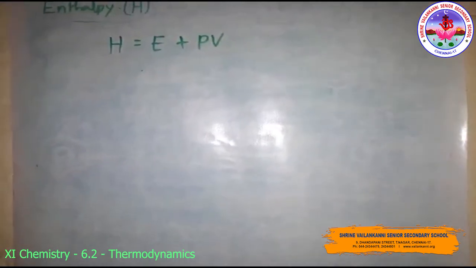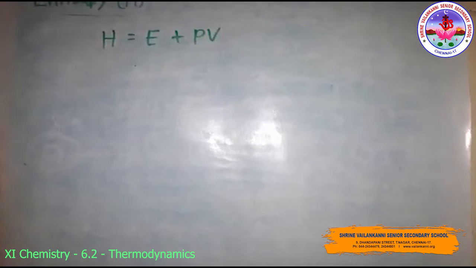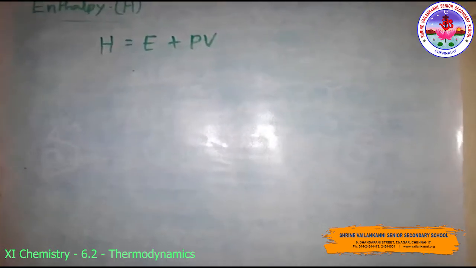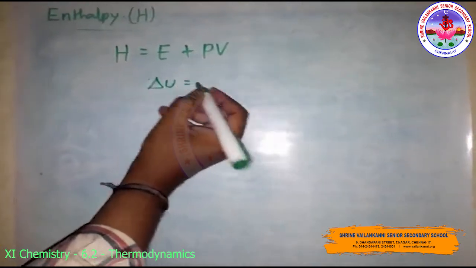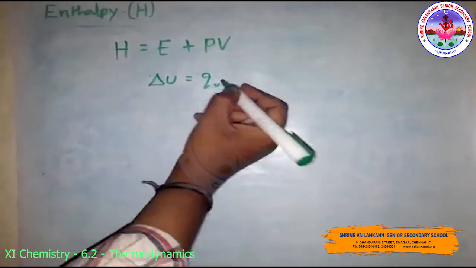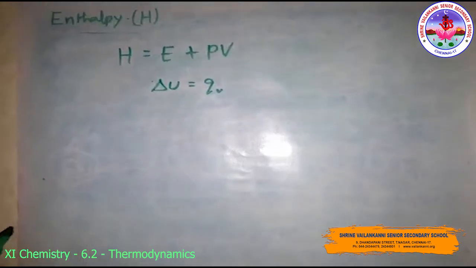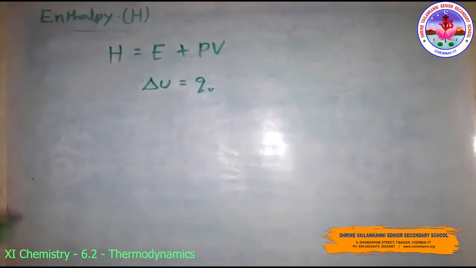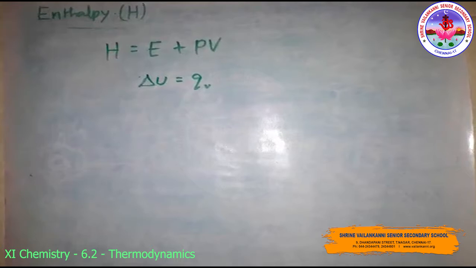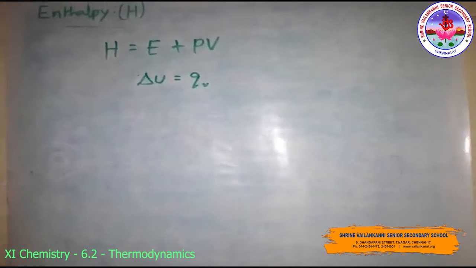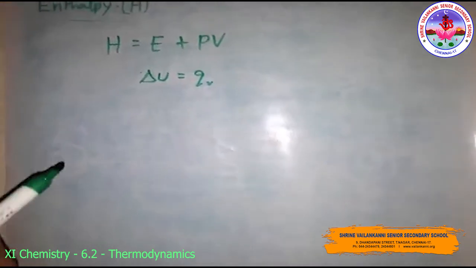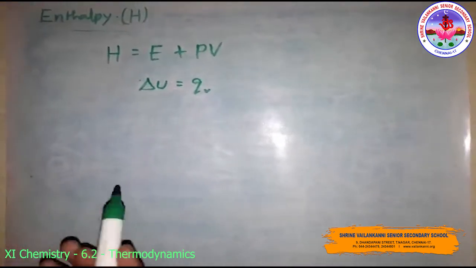We know that heat absorbed at constant volume is equal to the change in the internal energy, that is delta U is equal to QV. But most chemical reactions are carried out not at constant volume but in flasks or test tubes under constant atmospheric pressure. So we need to define another state function which is suitable under this condition.